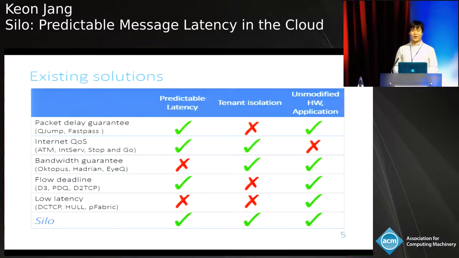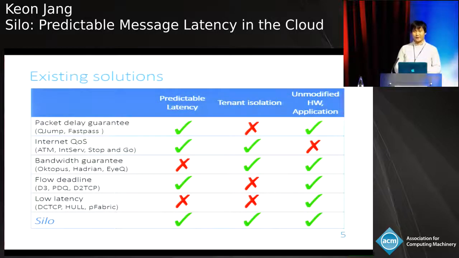Given that, why is there another SIGCOMM paper this year? For our purpose, we look at 3 criteria. First, whether they offer predictable network latency. We don't show bandwidth because it is a well-studied problem. Second, do they support multi-tenancy? And third, do they require any changes to hardware or tenant applications? I'm grouping many existing solutions into 5 different categories, one in each row. None of the existing solutions satisfy all these requirements, and that's what Silo is trying to solve.